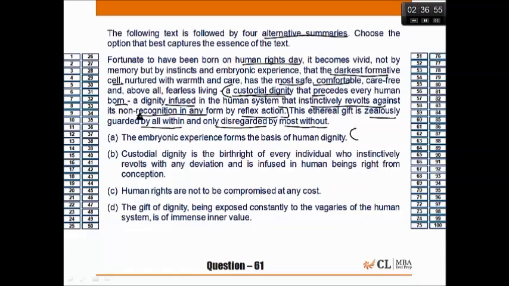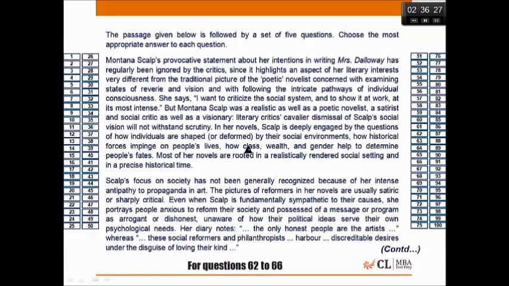Precedes every human born. Okay, that's a true thing. Instinctively revolts against any deviation and is infused in the human right from conception. Okay, this sounds great. This sounds good. Human rights are not to be compromised. This is too broad and vague. The gift of dignity being exposed constantly to the vagaries of the human system is immense. So no, this is not okay. So it's B. So 61 is B.